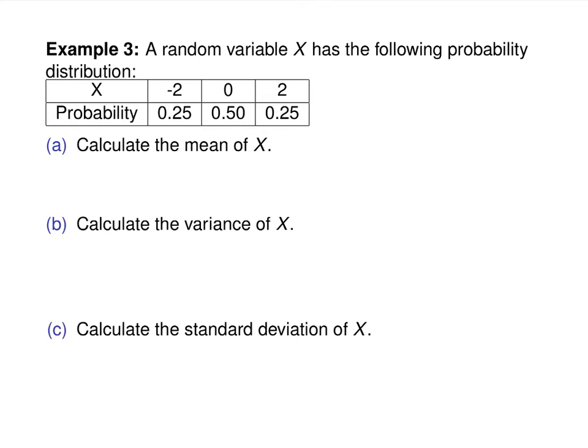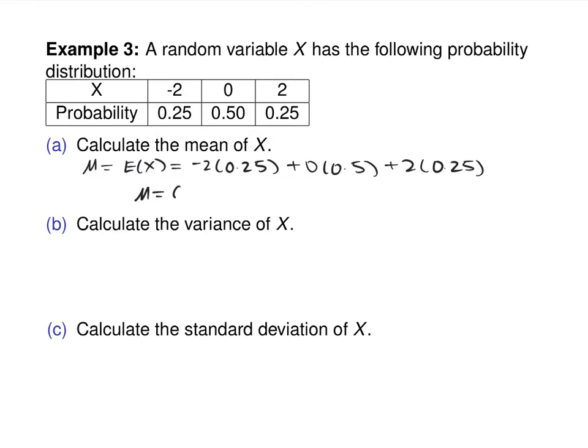So, for example, first here, let's calculate the mean because we need that to find the variance. So the mean mu is E of x, which is given by value of x times probability. So negative 2 times 0.25 plus 0 times 0.5 plus 2 times 0.25. And this is going to be 0.